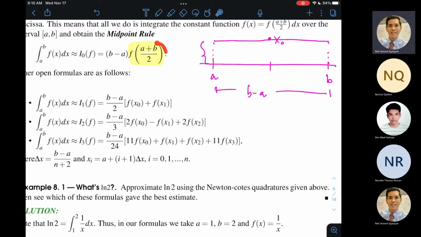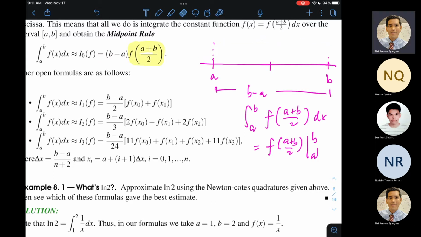Okay? But you can also derive this using the interpolation procedure that we have discussed. Kasi madali lang naman siya, integral from a to b. Yung degree 0 interpolating polynomial dyan ay f of (a plus b) over 2 lang naman. Integrate it with respect to x. So this will be f of (a plus b) over 2 evaluated from a to b, and that will give us this guy. Okay?